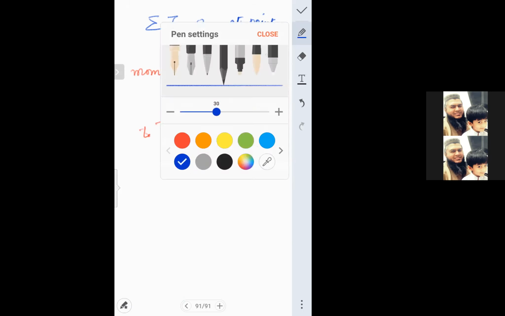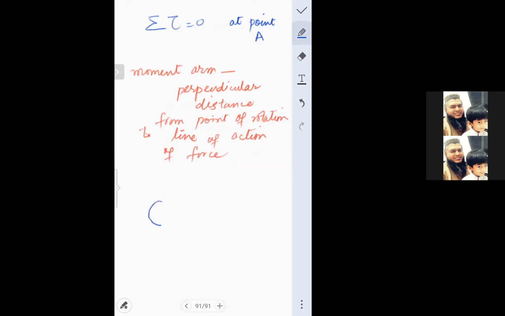So if we have a spanner, and this is the point of rotation, and the force is acting in this direction at angle theta, what will be the moment arm? Moment arm will be the perpendicular distance from line of action of force to the point of rotation. So if this is the force, we'll have to find the vertical component F sine theta to find the perpendicular distance.